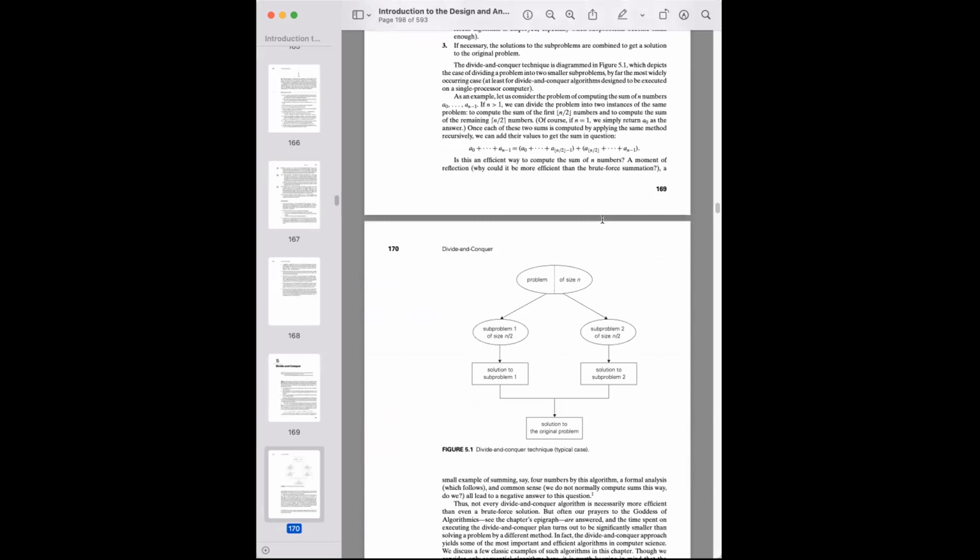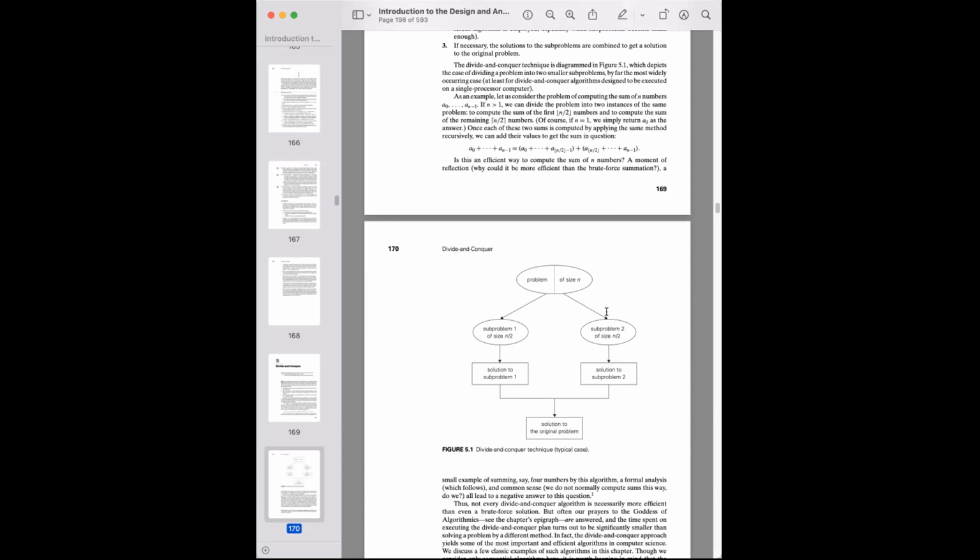Okay, so here's a diagram here. So you have the problem of size n, then you have two subproblems that are approximately the size of n divided by 2. You then get the two solutions. You then bring them back together in order to find the solution to the whole problem.